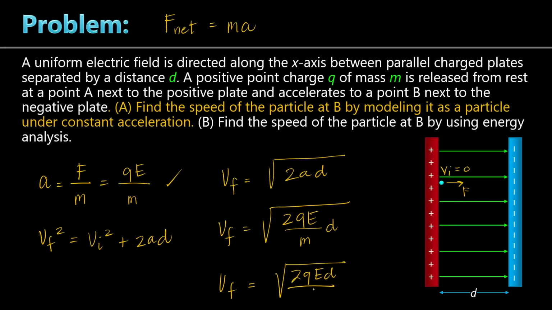2QED divided by the mass. So, ayan, may na-derive na tayong formula. This is the formula for finding the final velocity of this charged particle nung dumating siya dun sa point B. Naiintindihan po ba? That's equal to the square root of 2QED over M, kung saan ang charge ng particle ay Q, yung electric field sa region ay E, at yung distance na na-travel niya ay D. And finally, yung mass ng particle ay M.